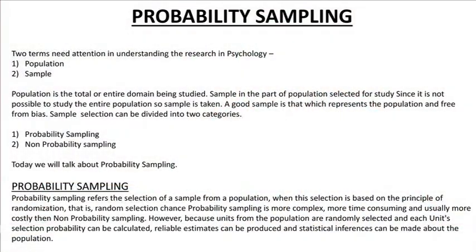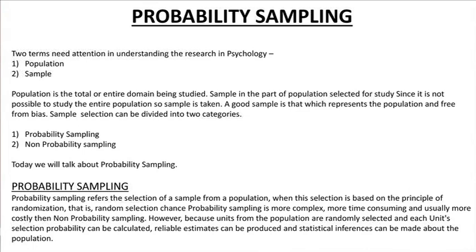The terms that need attention in understanding research in psychology: number 1, population; number 2, sample. Population is the total or entire domain being studied, as I have told you. Sample is the part of the population selected for the study. It is not possible to study the entire population, so a sample is taken. It is just not possible to study 20,000, 50,000, or 1 lakh; the population may be 1 lakh. So we take the sample. A good sample is one which represents the population and is free from bias.